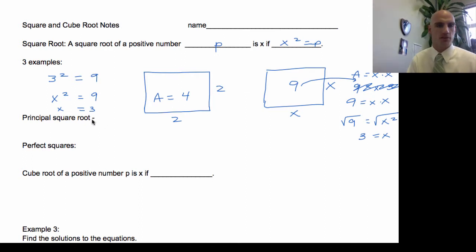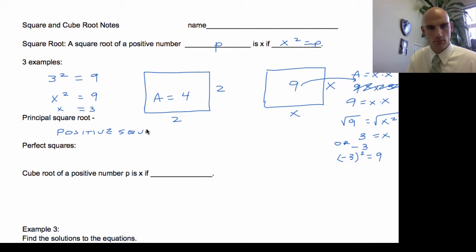The principal square root has to do with the reality, because really I could say the sides of this box would be 3 or negative 3, because negative 3 squared also equals 9. But the principal square root is the positive square root. So the positive one is the principal square root.